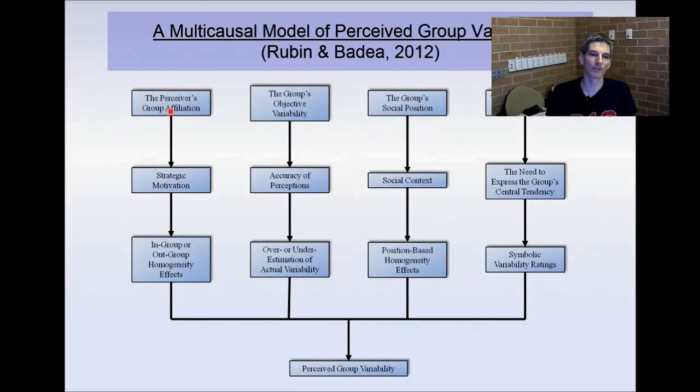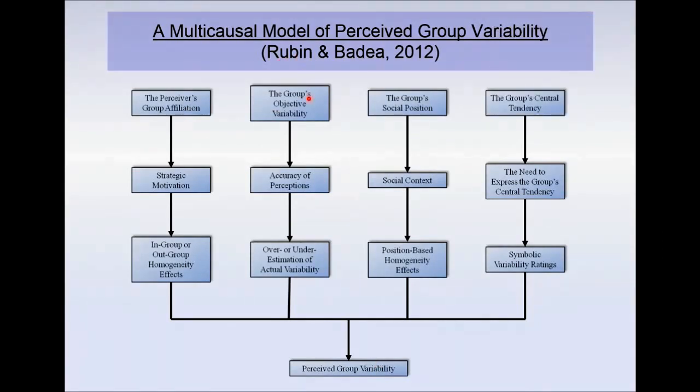So yes, perceived group affiliation will provide strategic motivation for you to have in-group and out-group homogeneity effects, and that will lead to perceived group variability. But it's only one of three or more potential reasons here. So the group's objective variability, whether you're just a normal person or a member of the Queen's Guards, will influence your perceived group variability. And by the way, people also over- or underestimate actual variability, so that's something we need to be aware of as well.